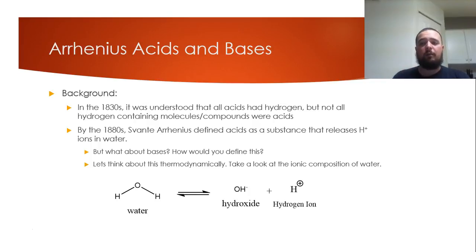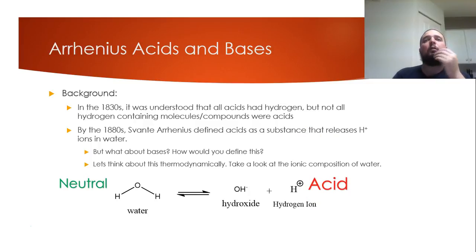Now, one thing you need to pay attention to is the charges. As you can see on the water, there's no charge to this. As you probably remember from your general chemistry class, if there's no charge to it, it's considered neutral. So let's take a look at the hydrogen ion. Now it has a positive charge. We know, according to Arrhenius, that acids create hydrogen ions. So in regards to this, hydrogen ion would be considered an acid.